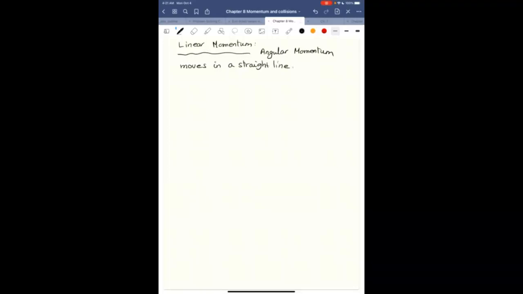Now we define linear momentum as inertia in motion. Then I actually have a mass that is inertia in motion. I have an object that is moving. Inertia means mass and motion means velocity. And based on this, we're going to define momentum P as m times v.